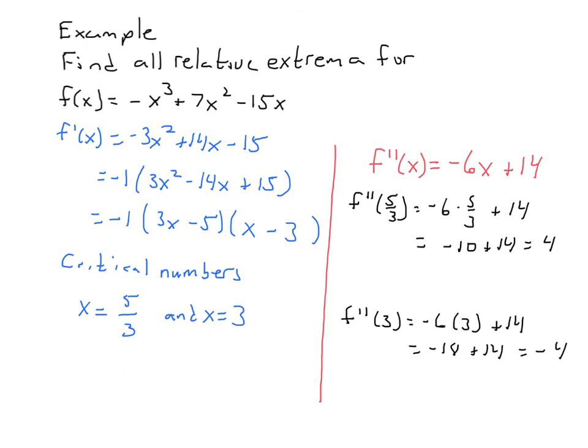Therefore, by the second derivative test, I can say that since the first derivative is 0 at 5/3, and since that second derivative is a positive value, I know the function's concave up, and so we have a relative min at x equals 5/3. And since the second derivative is negative 4 at x equals 3, and remember at x equals 3, the first derivative was equal to 0, so the second derivative test applies here. And since it's negative 4 at x equals 3, I know the function is concave down there, and so we have a relative max at x equals 3.